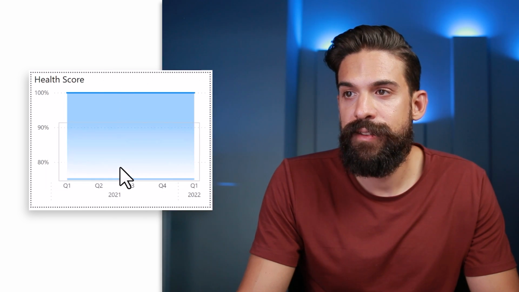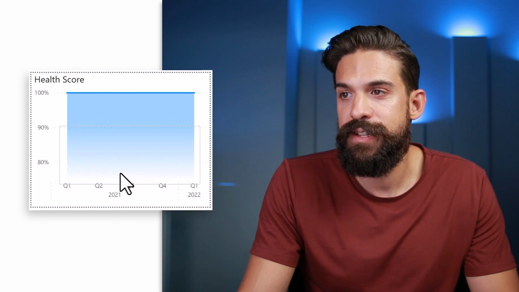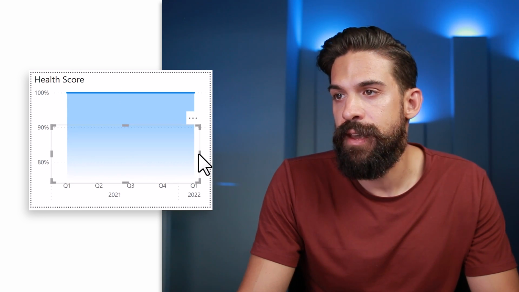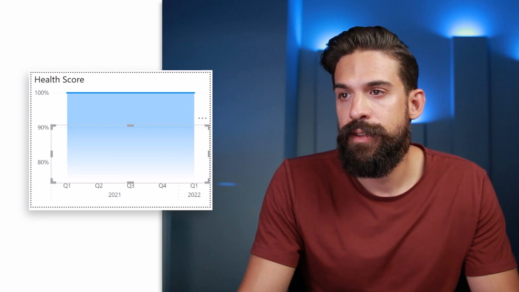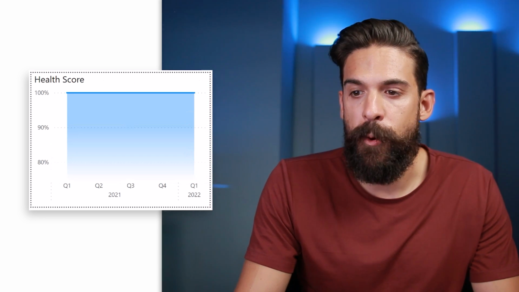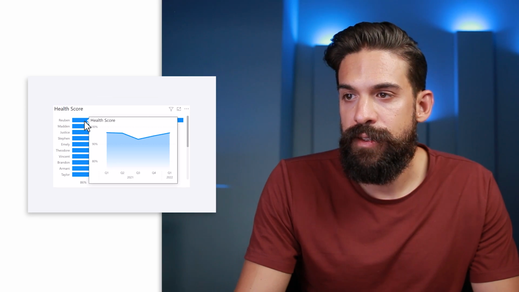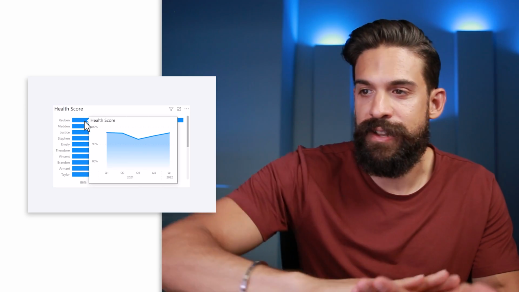All right, and now you see we have over here the gradient, and now you just have to position it in the right place. And I stretch it a little bit here to the left and to the right. All right, that looks good. And then we can go back to our chart. And then when I hover over the chart, there you see we have the area chart with a nice gradient applied. Now, of course, you have to realize that there's a shape that overlays the chart.